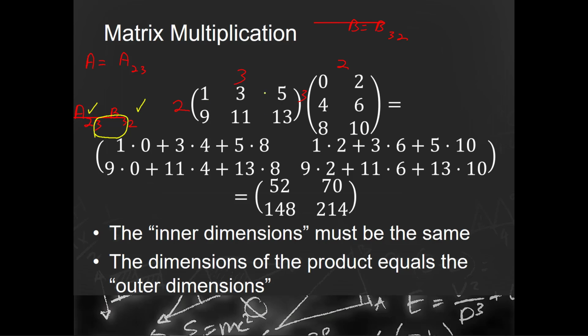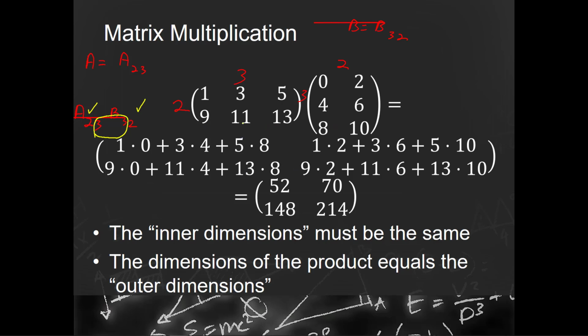That's going to be 1 times 2, 3 times 6, 5 times 10. And then similarly, for the first column of the second row, we're going to multiply each element of the second row by each element of the first column and add them up. So it's going to be 9 times 0, 11 times 4, 13 times 8.